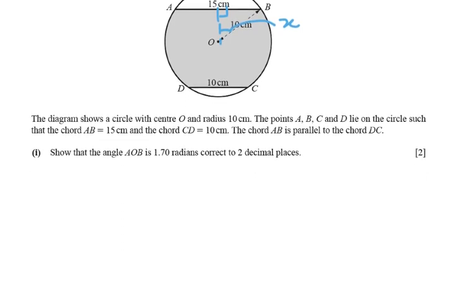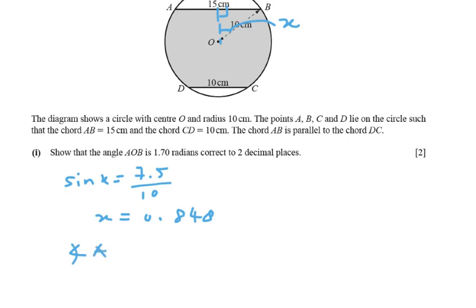Moving forward, let's write it. If I am looking for sine of X, it will be equivalent to 15 divided by 2, 7.5 divided by 10. So hence, angle of X is equivalent to 0.848.